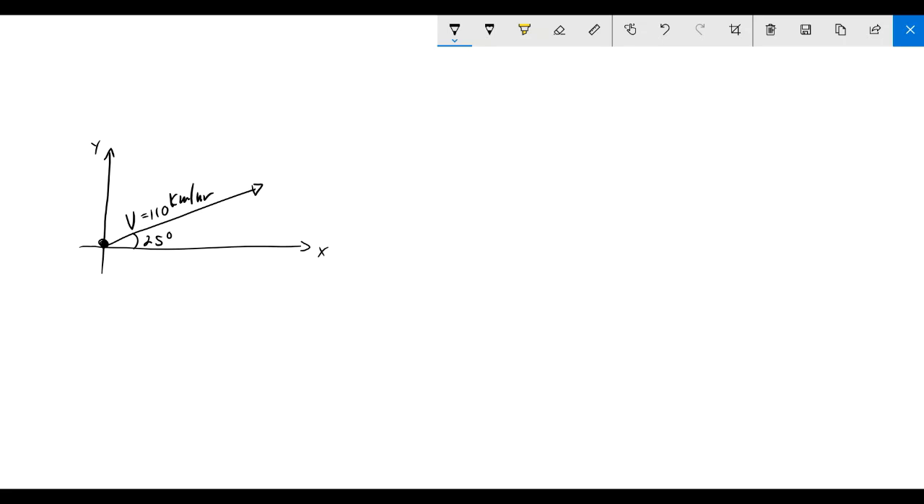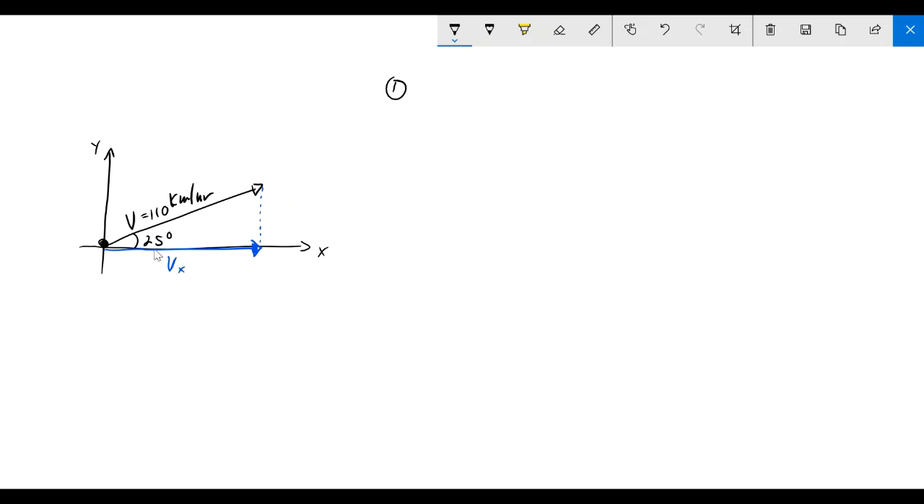Now, for problem number 1, it's asking how fast would a truck or a car need to travel to stay directly underneath this plane that's traveling at 110 kilometers per hour at this angle to the ground. So what we need to do is take the velocity vector and resolve it into its components. If I draw in a perpendicular line here, I can draw in the x component right here. So for part number 1, what is that x component equal to?